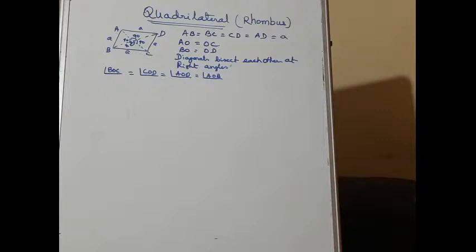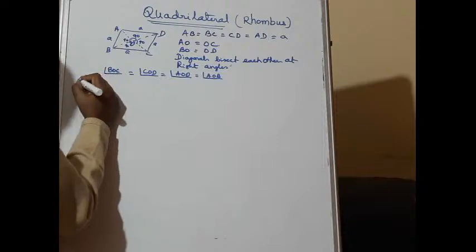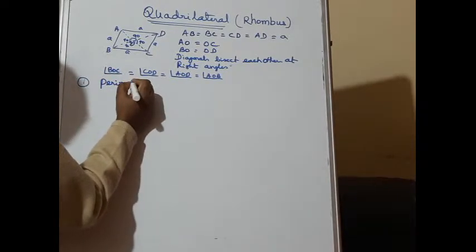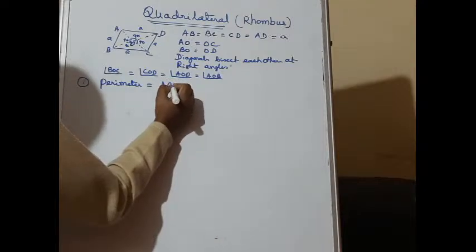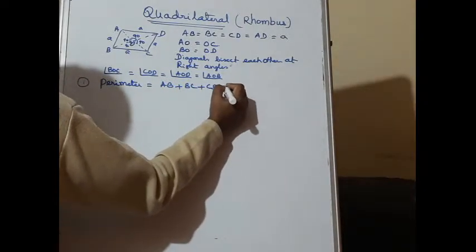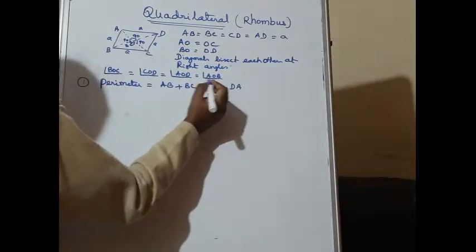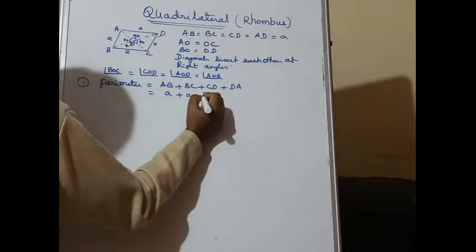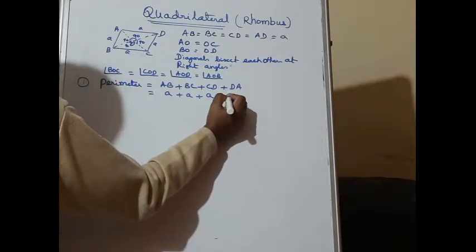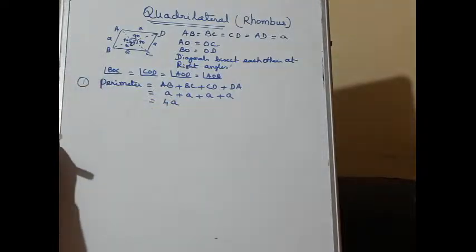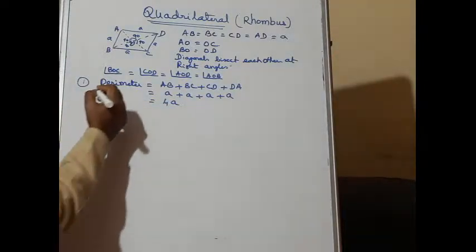And you write the perimeter equal to AB plus BC plus CD plus DA, equal to A plus A plus A plus A. Put 4 A's. Perimeter equal to 4A, same as a square, the younger brother. Put perimeter equal to 4A in a box.